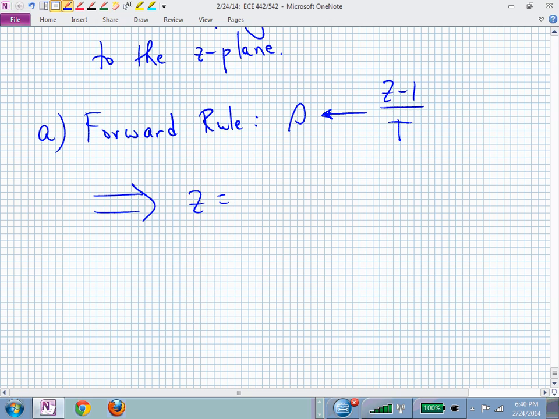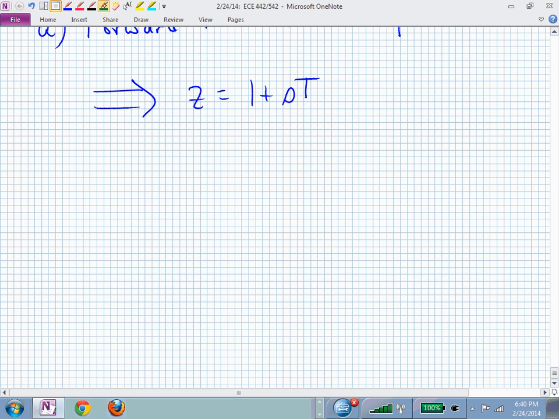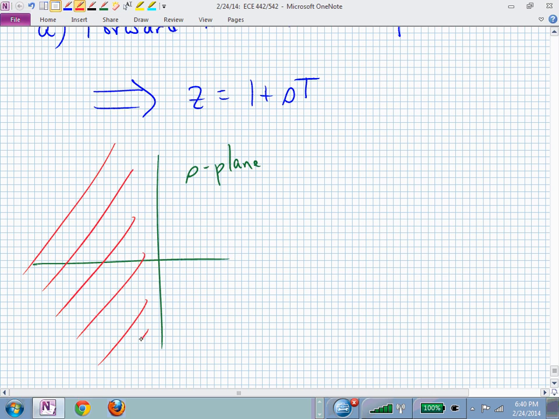If we equated those and solved for Z, multiply through by capital T and add 1, so we have 1 plus TS. Well, what does that give us? Here is our S-plane, and we're saying that this is our stable region. Now, we want to map that stable region through this mapping. Z is equal to 1 plus TS.